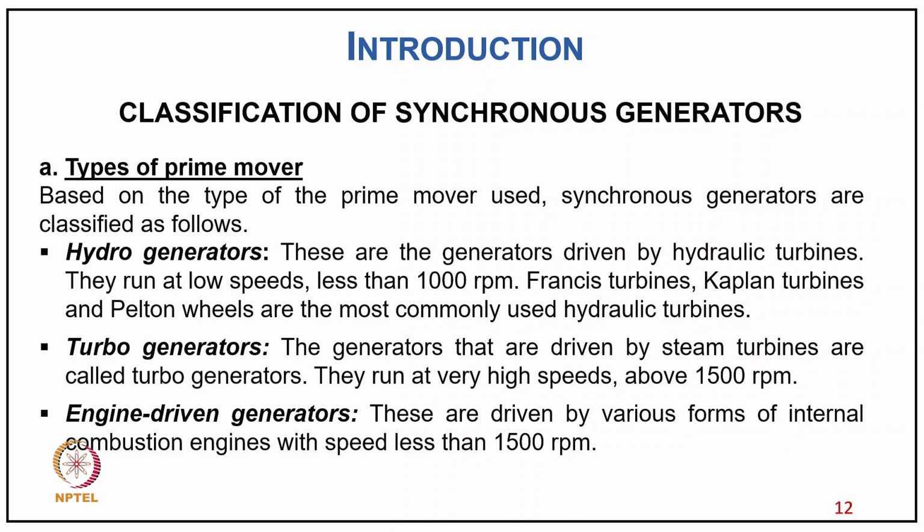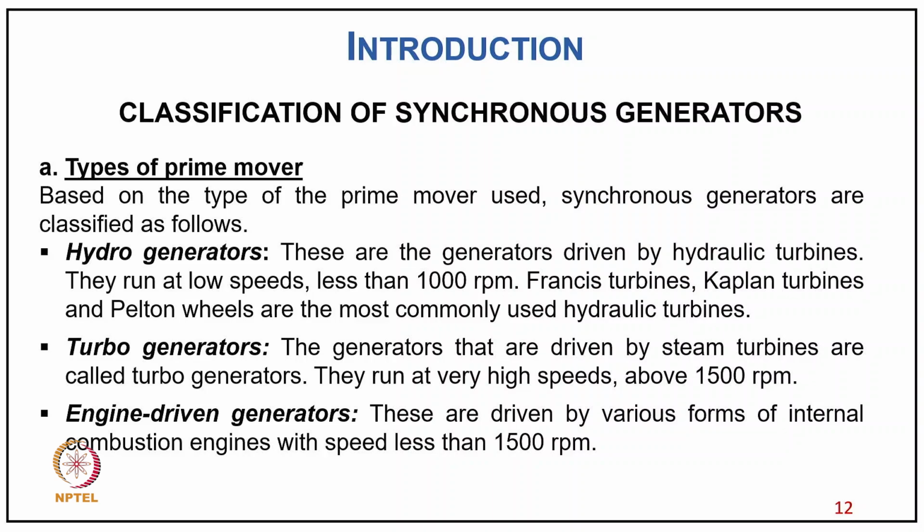Another category is the turbo generator. The generators that are driven by steam turbines are called turbo generators. They run at very high speed, above 1500 rpm, normally 3000 rpm with 50 Hz, and 3600 rpm, typically in North America, with 60 Hz.